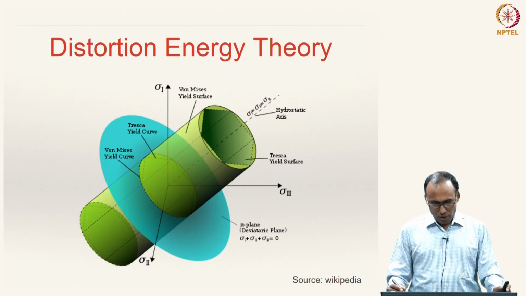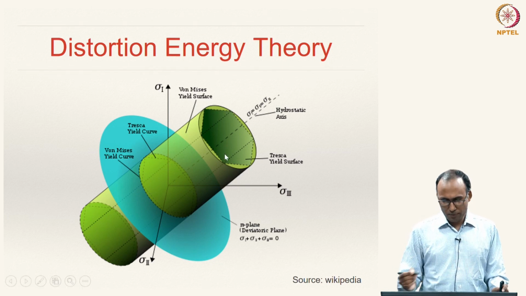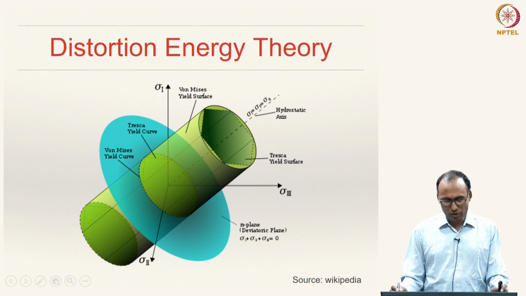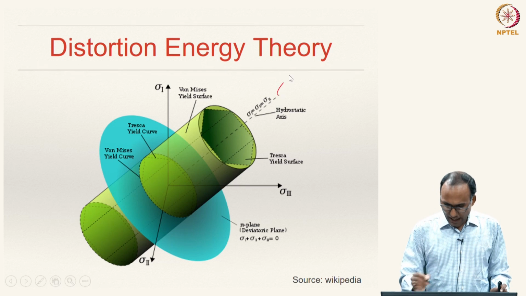So, this is how your... forget about that hexagonal shape that is shown there, but focus on the circular cylinder, and you see that this is the axis.